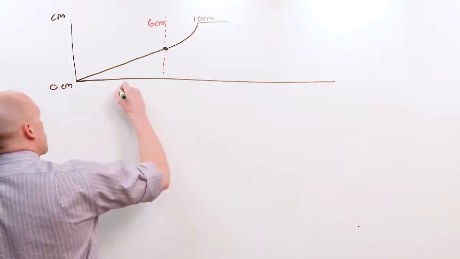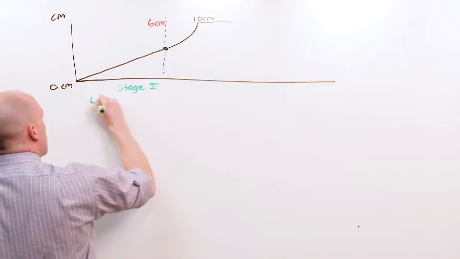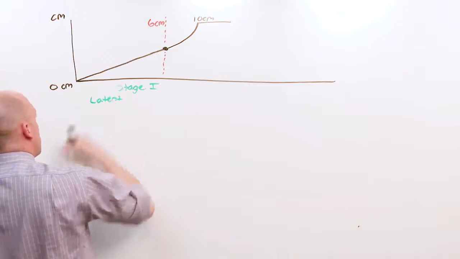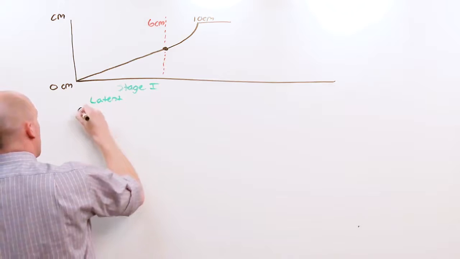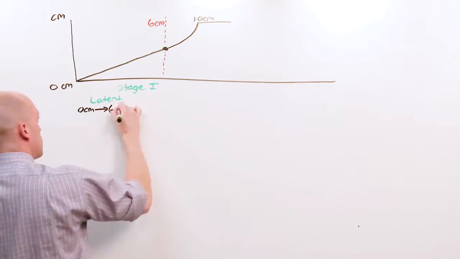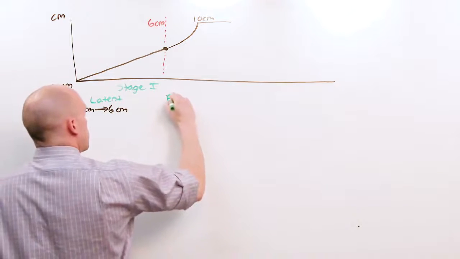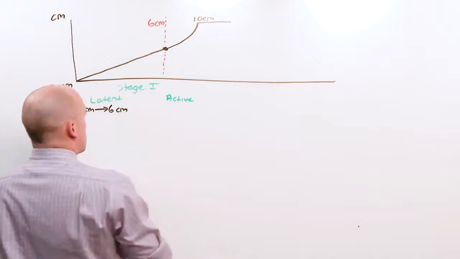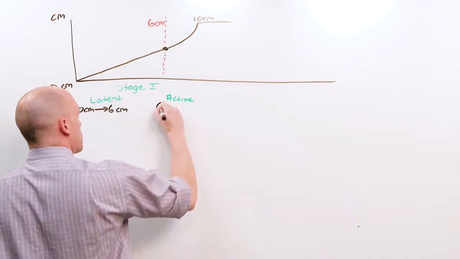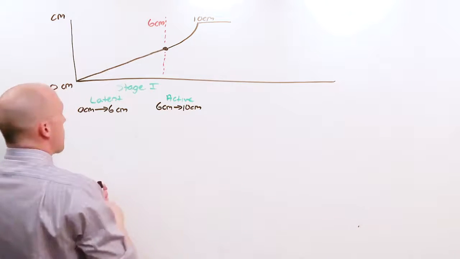This is stage 1, what we described so far. And stage 1 is divided into a latent phase, that is 0 centimeters, onset of contractions, to dilation to that critical point, 6 centimeters. Stage 1 active phase is the process by which the cervix dilates from 6 centimeters to maximal dilation of 10 centimeters.